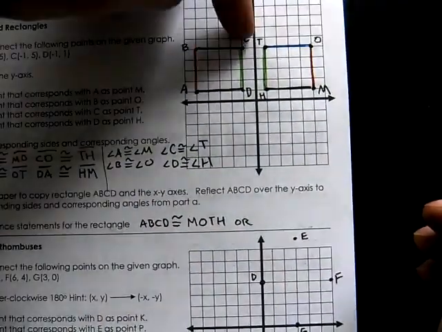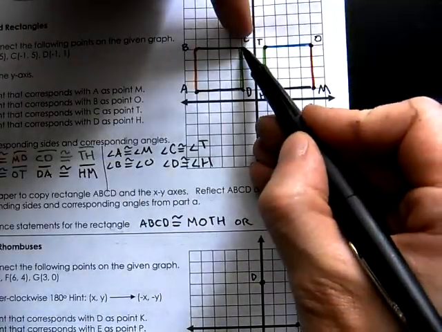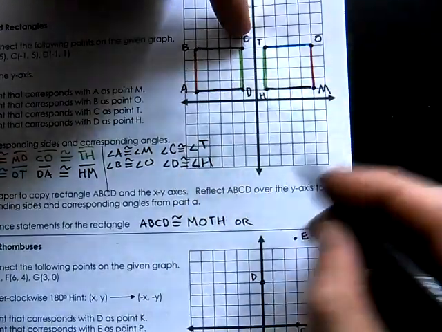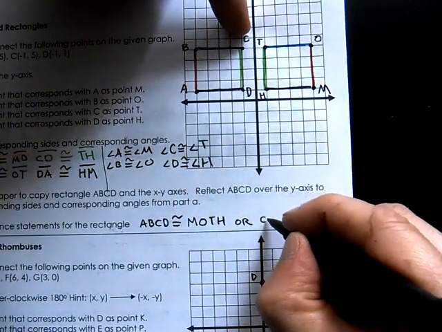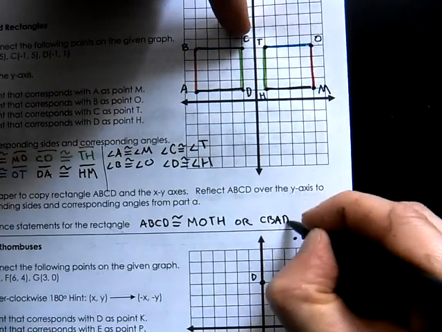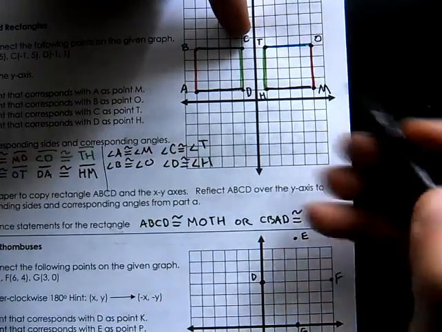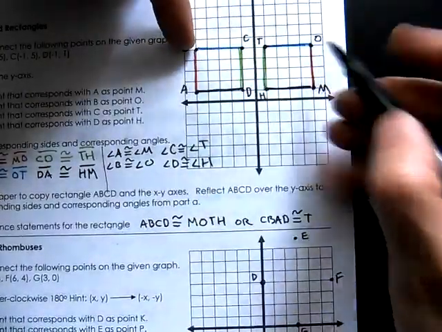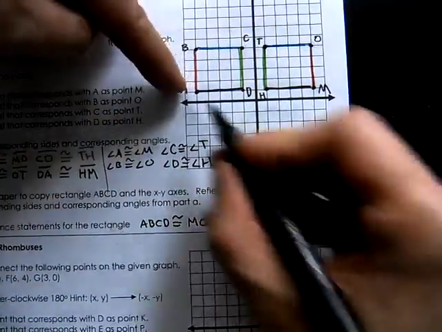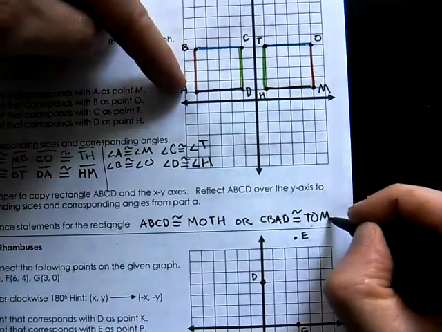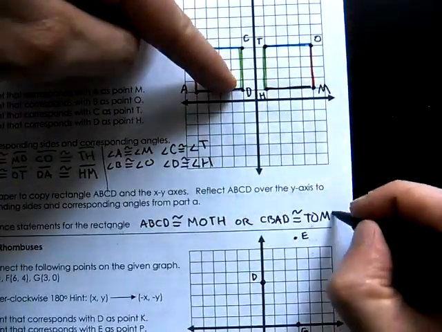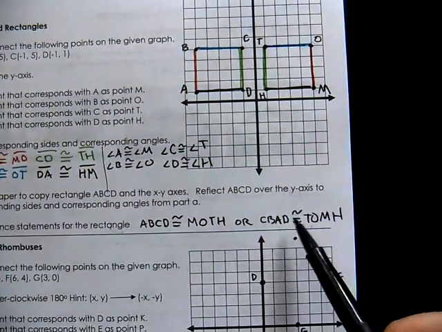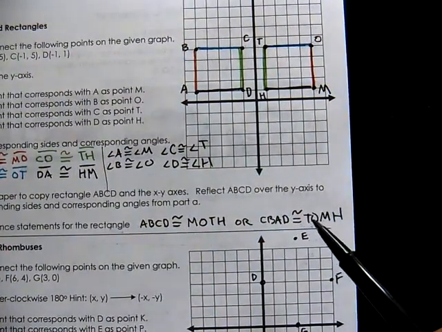Let's pick C as a starting point and go in a counterclockwise direction. So let's call it CBAD, for example. So figure CBAD is congruent with, so C pairs up with T, B pairs up with O, A pairs up with M, and D pairs up with H. Alright, so those are just two examples of how we could name congruent statements for the rectangles.